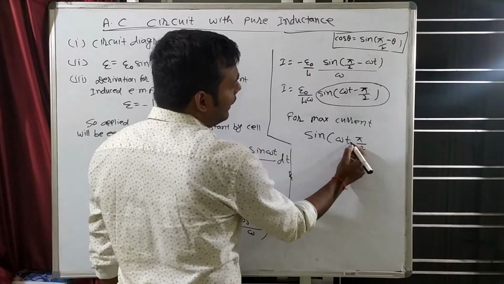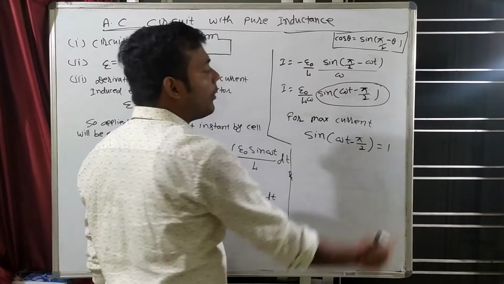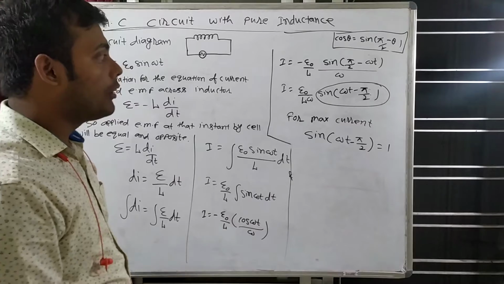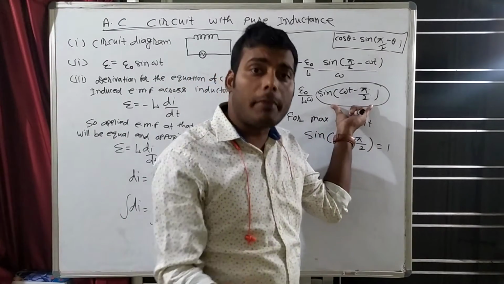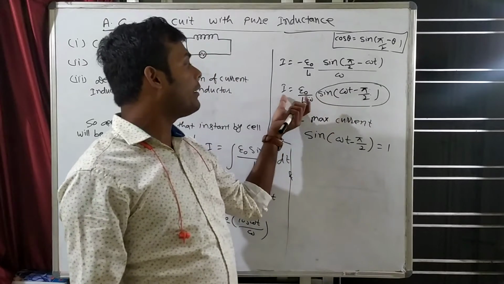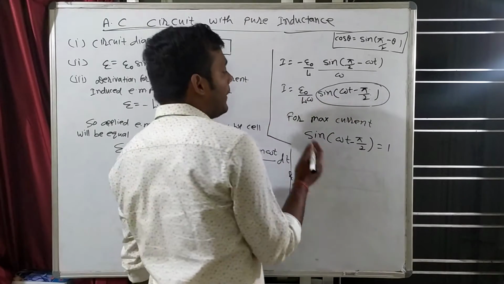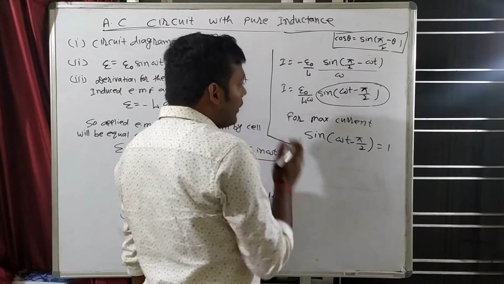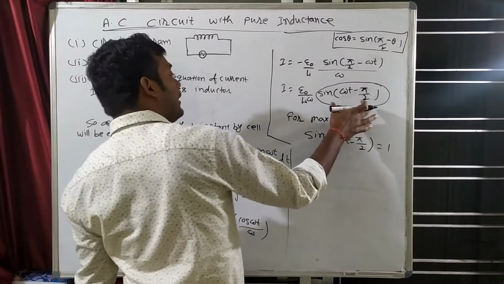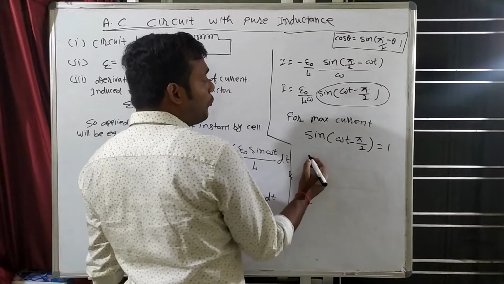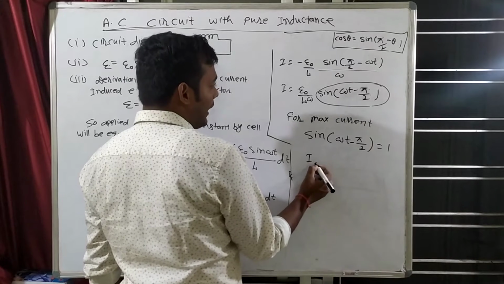Sin(omega t minus pi by 2) should be equal to how much? 1. This value should be equal to 1, because if this complete term becomes 1, it is the maximum value of sin. So the current will be maximum. What will we say? That for maximum current, this should be there. When this complete term equals 1, there will be maximum current.